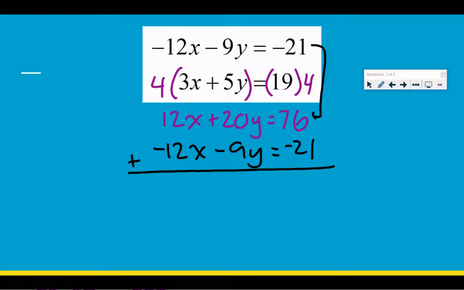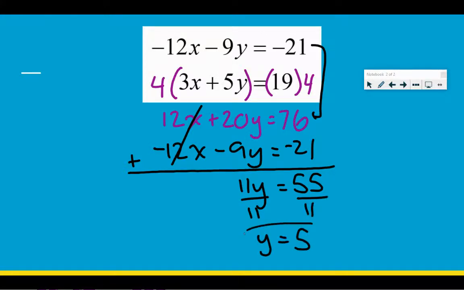12x plus negative 12x, that's what's eliminated. That equals 0. 20y plus negative 9y is 11y. And 76 plus negative 21 is 55. Divide both sides by 11, and we get y equals 5. That's part of our solution. We want to plug it back in to find out what x is.